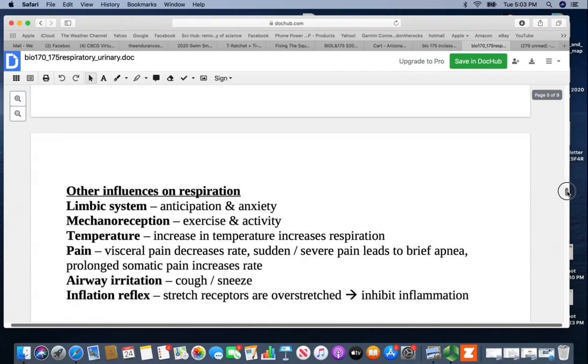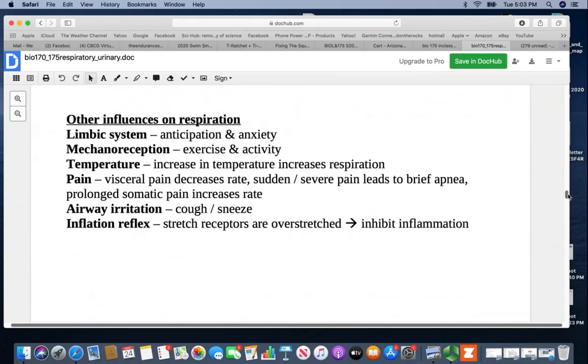Other things can influence the respiratory system. Your limbic system, anticipation and anxiety, will typically increase respiration. Mechanoreception is going to detect when there is exercise or activity and increase respiration. Temperature: when we have an increase in temperature, it will increase the respiratory rate. Pain can influence this in different ways. Visceral pain, which would be organ pain, will cause a decrease in the respiratory rate. Sudden or severe pain will lead to brief apnea. If you think about it, if you've hit your finger with a hammer or stubbed your toe, what happens is you take a quick breath and you briefly hold it in there.